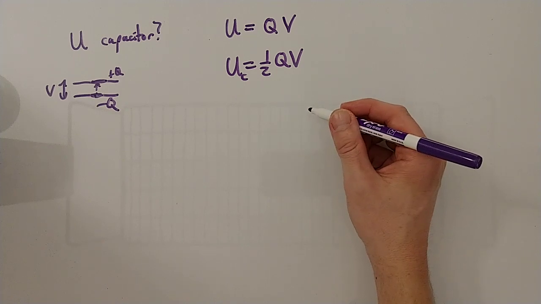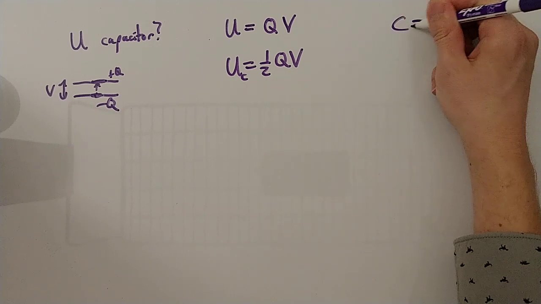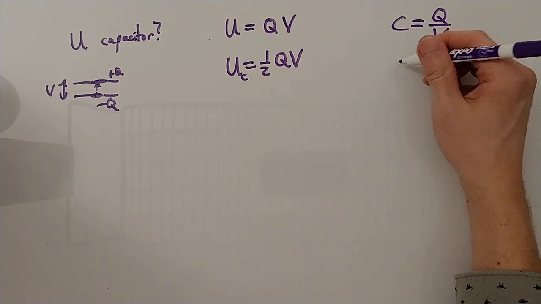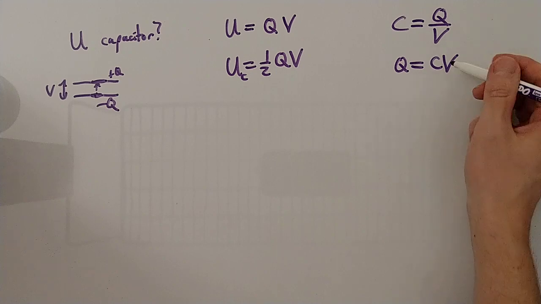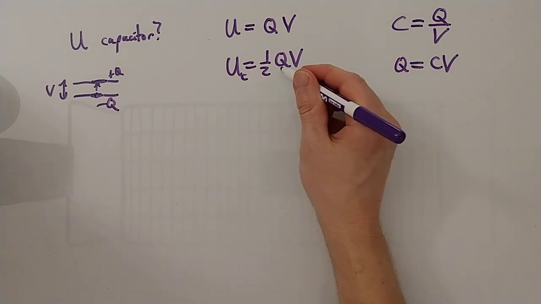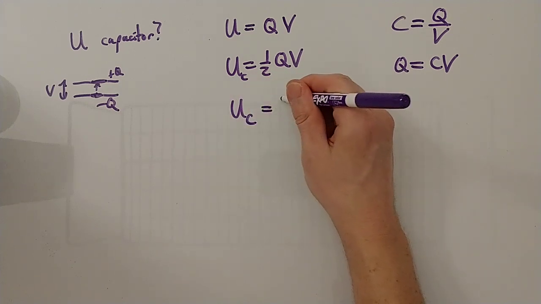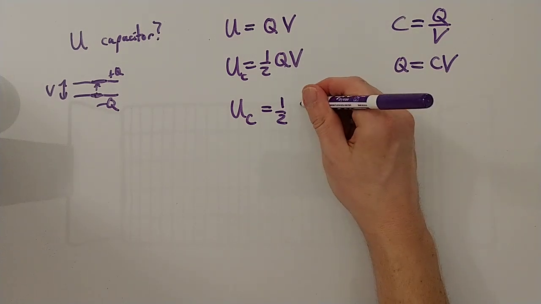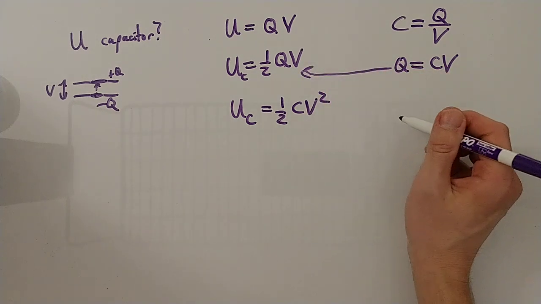Now, there are a couple other ways of writing this formula, because you also remember that we said that capacitance is defined to be Q over V, right? So we can rewrite that a couple different ways. We can say that Q is C times V. And if we do that, we can plug it into this formula for Q, and we get that U of a capacitor is 1/2 times C times V squared. That's just from plugging this formula into there.